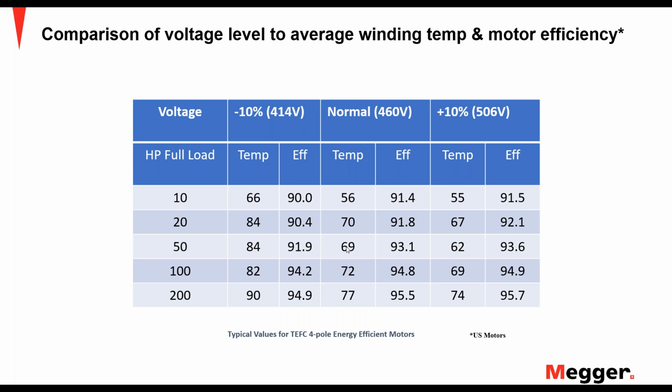So if we reduce the voltage by 10%, then we're over here with our 50 horsepower motor. Our temperature goes up to 84 degrees C. So our temperature's gone up.